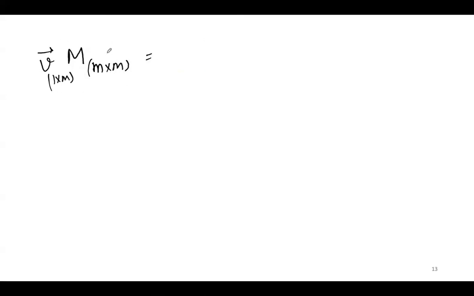And whatever output we get, let's say it's a vector W, that would have the form 1 into M, right? I hope this thing is clear. So 1 into M and M into M can be multiplied by the rule we just saw, and the output is going to be 1 by M. Now you see the dimensions of the input vector and the output vector are the same.